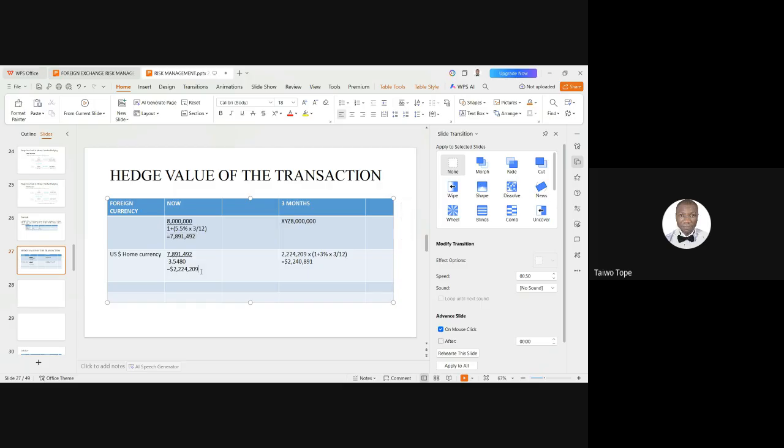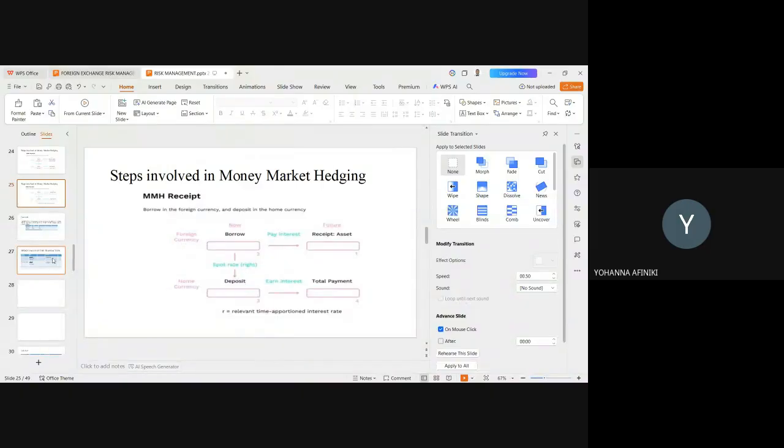So the value in the home currency is this. We make a deposit of this amount. When you make a deposit, it will yield some interest, and this will now result into this value, 2.24891. I don't know if it is clear now. It's very clear, sir. Thank you, sir.